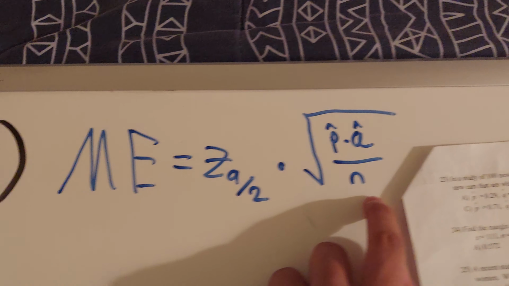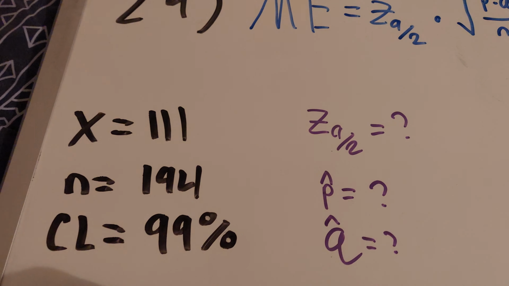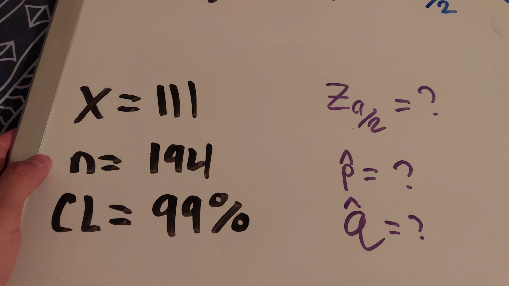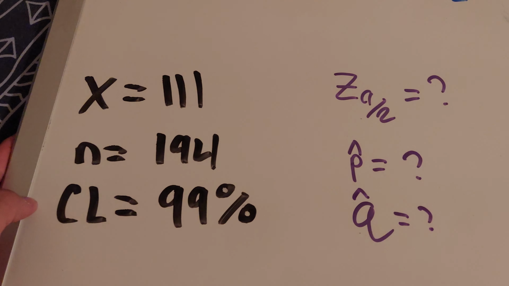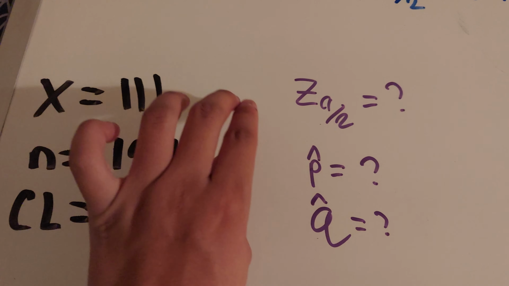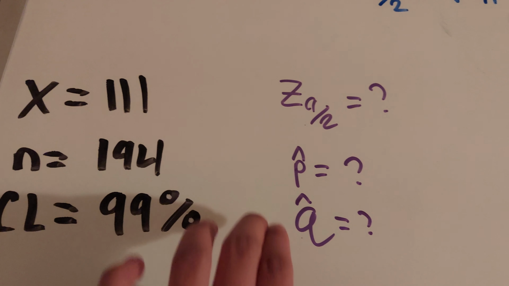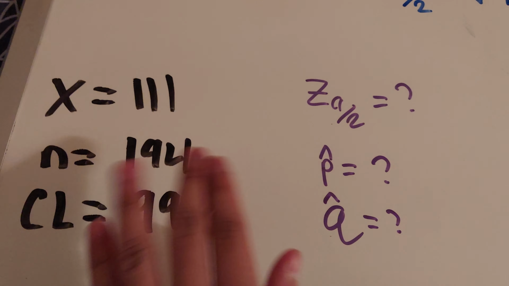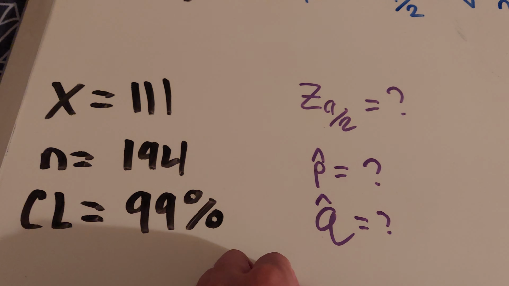So let's write down what we know. What we know right now is that x is equal to 111, n is equal to 194. We have the given confidence level of 99%. What we don't know is z alpha over 2, p, and q. But that's alright, because we can figure them out using these numbers over here on the left. So let's get to it.